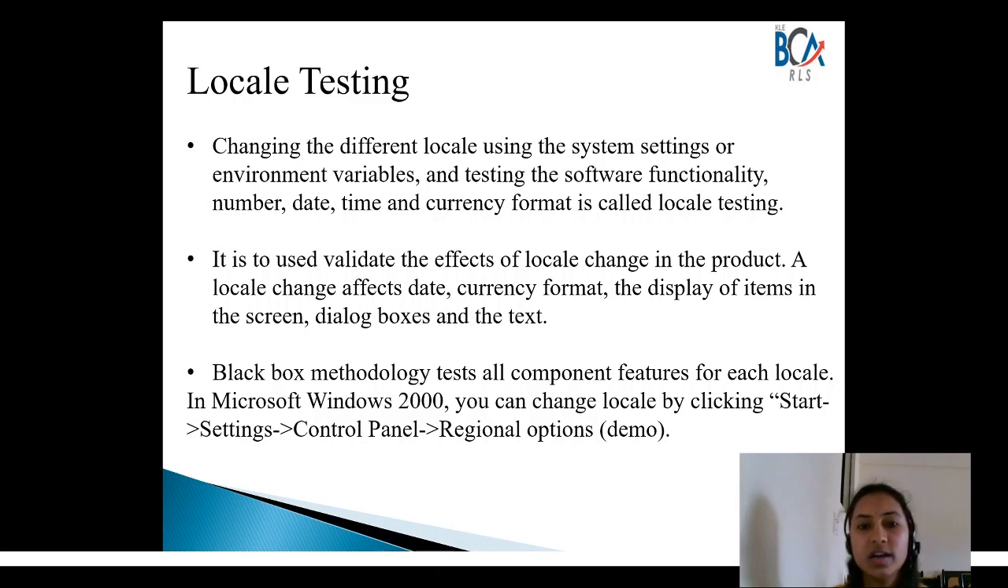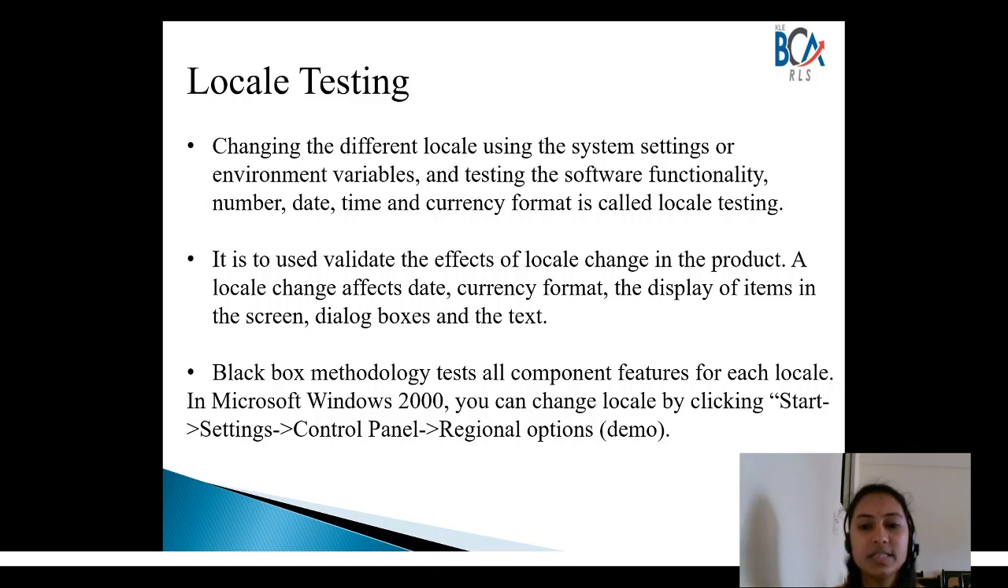A local change affects the date, currency, and the display of items on the screen, in the dialog box, or in the text. Changing the different locals using the system settings or environment variables and testing the software functionality for number, date and time, and also for the currency formats is called local testing. As explained earlier, each language can also have multiple local languages, and all such combinations need to be taken into account for the local testing.